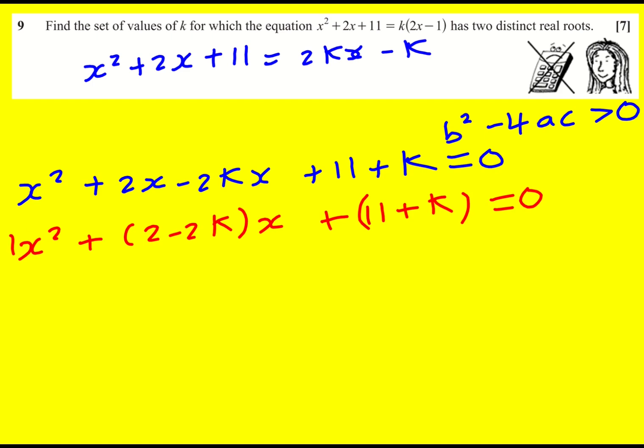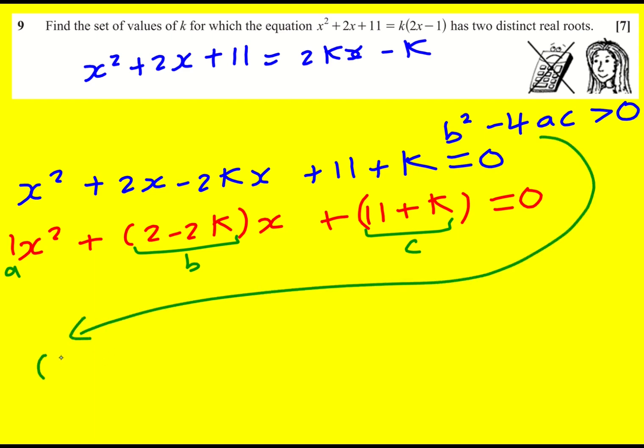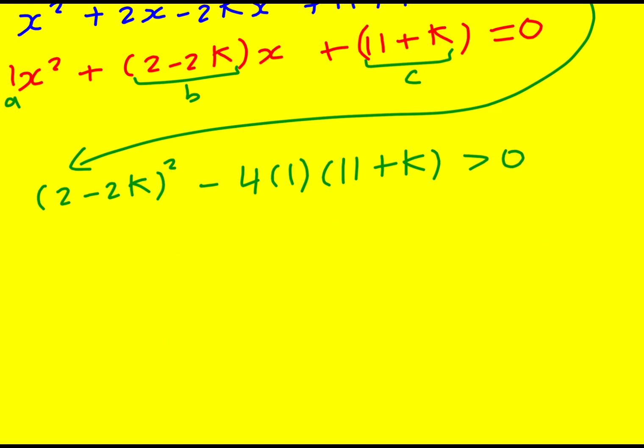So I have my value for a in the discriminant. I have my value for b and for c. So now I can use b squared minus 4ac is greater than 0. (2 minus 2k) squared. In fact, I could have factorized out the 2 and done 2 bracket 1 minus k bracket, but all right, I've done this now. Minus 4 times 1 times (11 plus k), that is going to be greater than 0. We've got an inequality to solve.